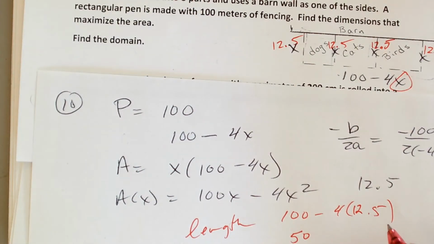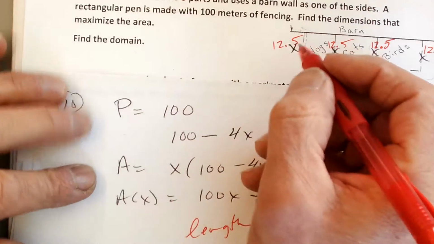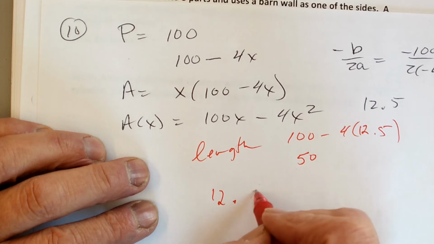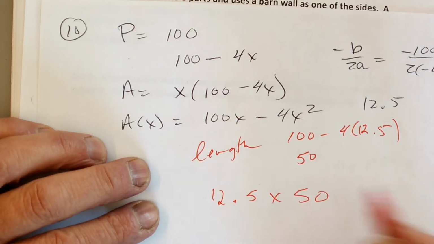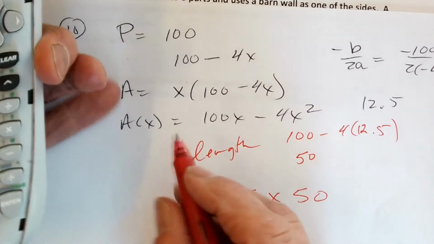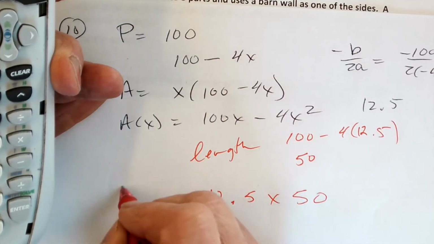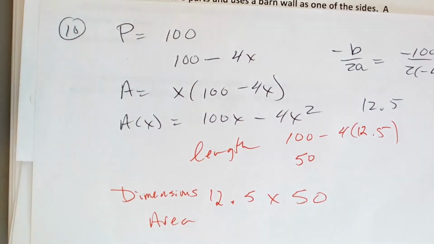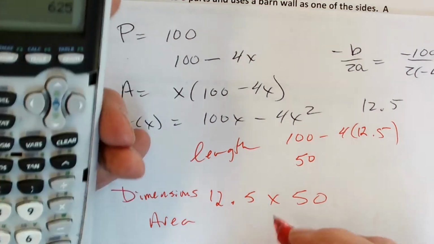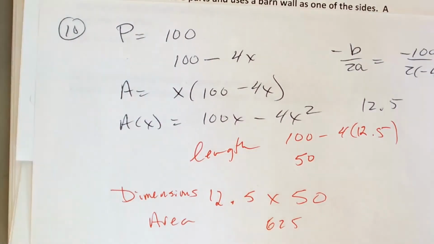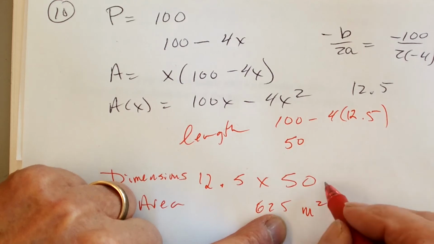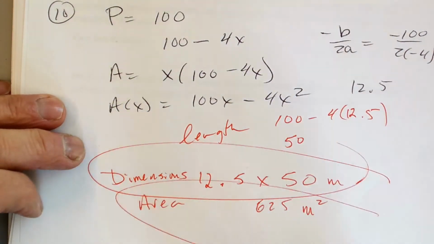So it says, what are the dimensions? Well, that's easy. My dimensions are going to be 12.5 by 50. So that's my dimensions, my width and length. And then my area, of course, is going to be 12.5 times 50, and I get an answer of 625. That's in terms of meters squared, okay? There we go.